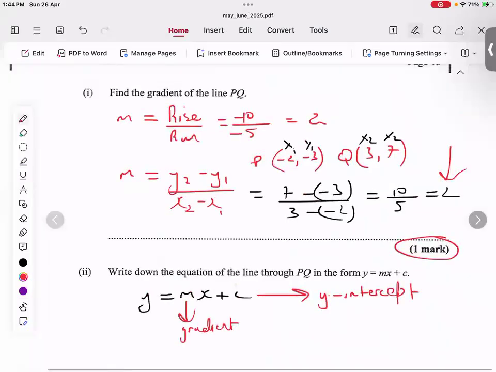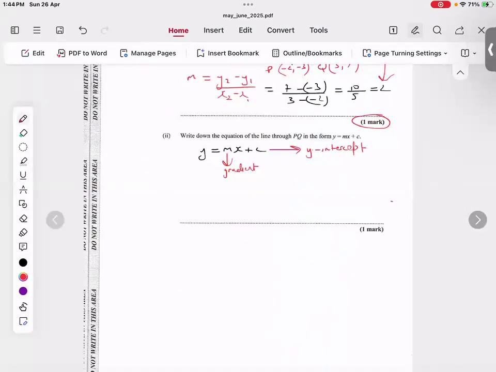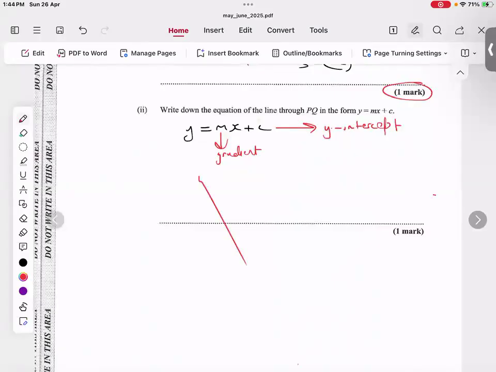And we just calculate the gradient to be what? 2, see there? That's the same line. So therefore, our answer for 1 mark is just going to be y equals 2x plus 1. And that's it. Done. No working out required.